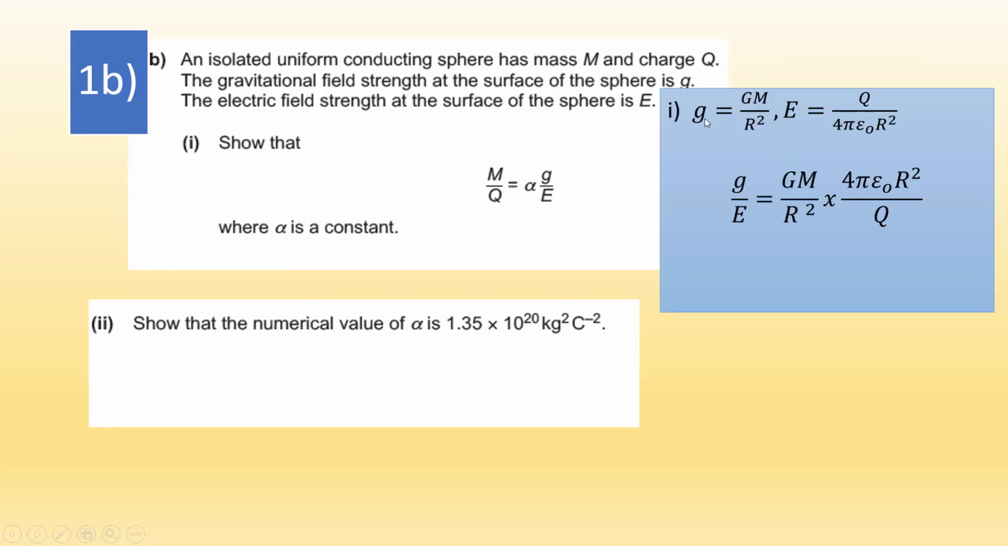Then divide g by E. R squared cancels off. So M over Q. The 4 pi epsilon naught takes down, and G takes down. That's your equation.